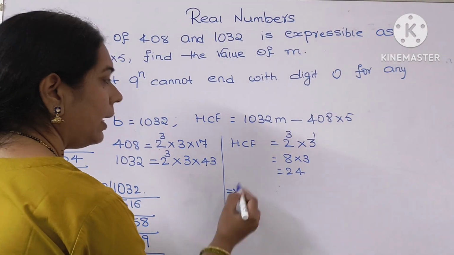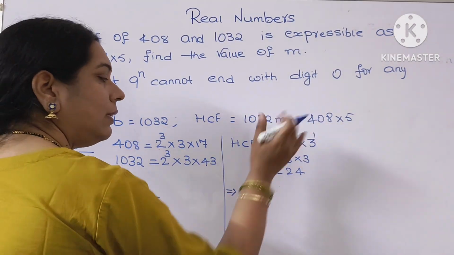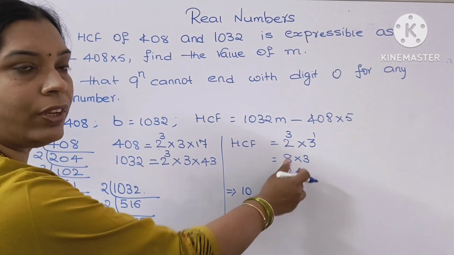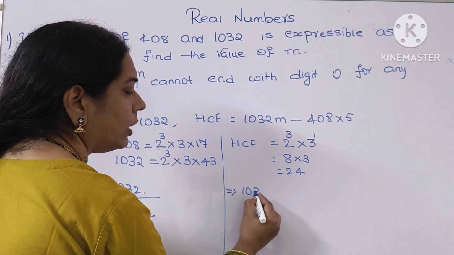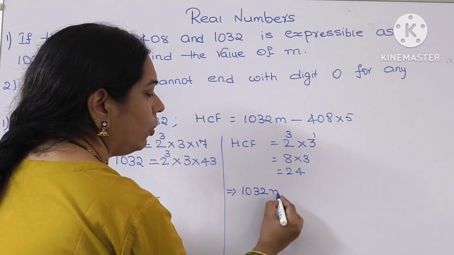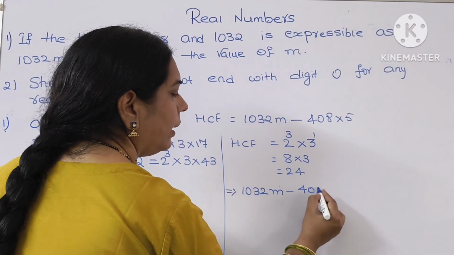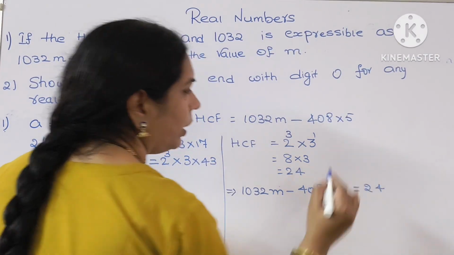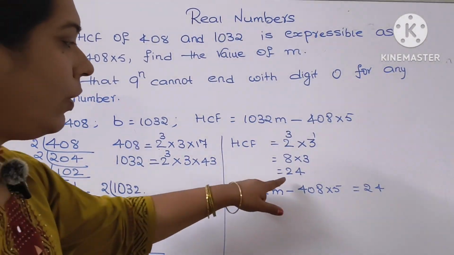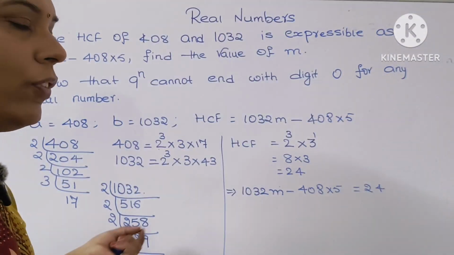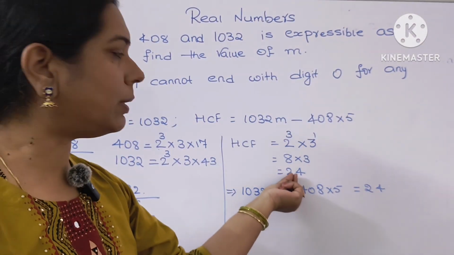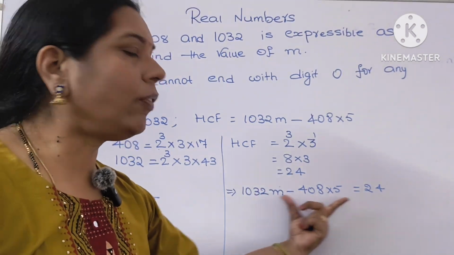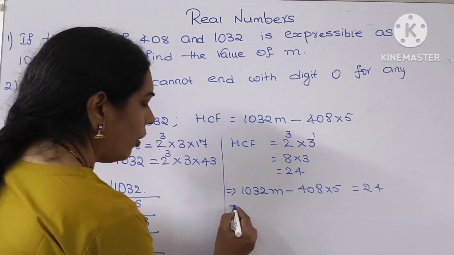But what is that he is saying? HCF can be written like this also. So, equate the value of HCF that we got with the expression. What does it mean? 1032m minus 408 multiplied with 5 is equal to 24. What have we done? Because we have done the prime factorization, we know the HCF of the given numbers is 24, but they have expressed the HCF differently. So, equate both values, and we will get the value of m.